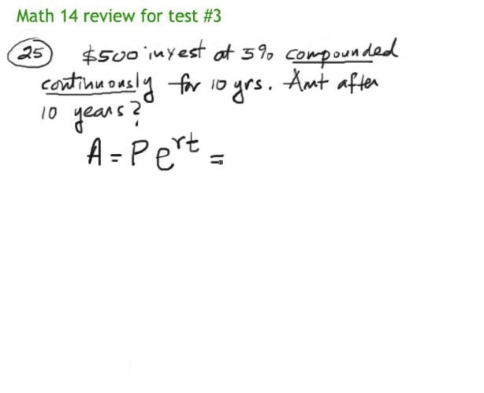All right, so that would be, in our case, P is 500. R, we write 5% in decimal form, 0.05, times 10 years. T is 10. Okay, so that's 500 times e to the 0.05 times 10, that's e to the 0.5. And let's see, what's that? Okay, so e to the 0.5 is about 1.649.